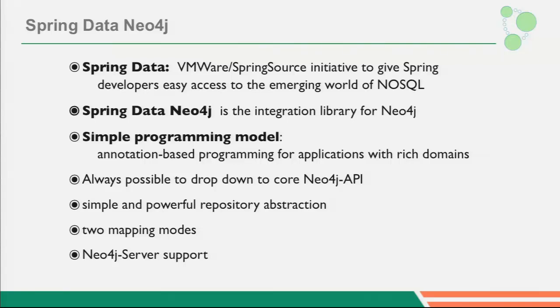The second mapping mode is more powerful. It's a kind of transparent read and write through mode that we use AspectJ for, which maps your object properties and references directly to the concepts in the graph database, and allows for more powerful operations. But it's, for instance, not feasible to use with Neo4j server because you then have the network hop in between. And as I said, we can use Spring Data Neo4j also with Neo4j server as well.